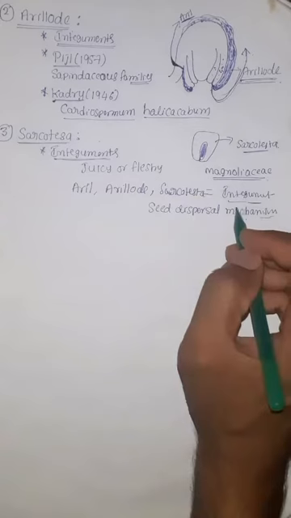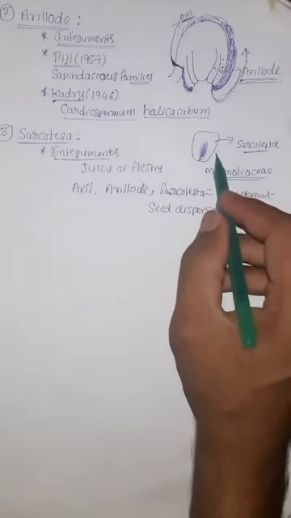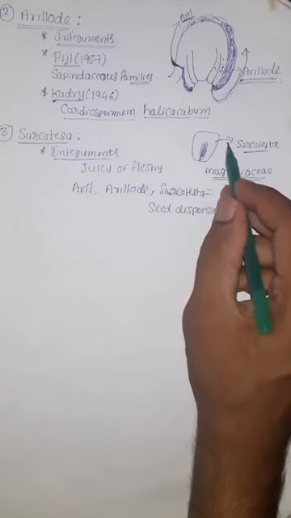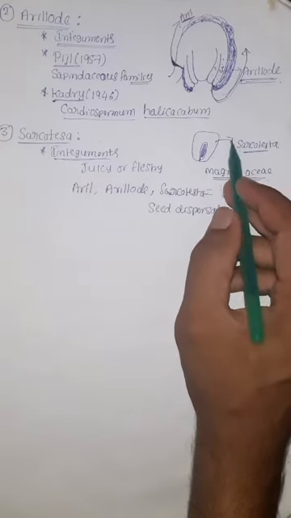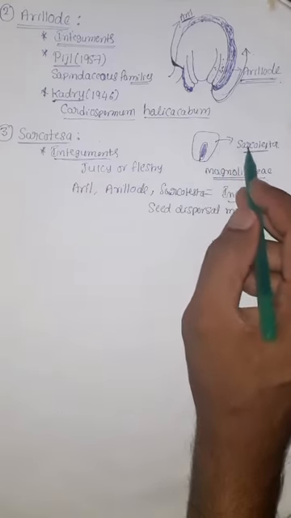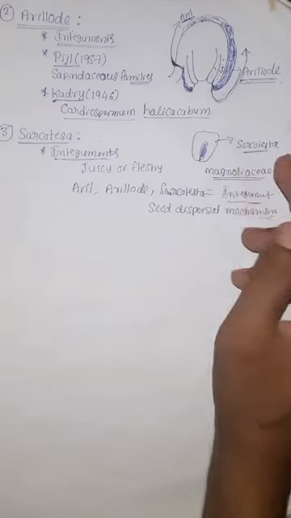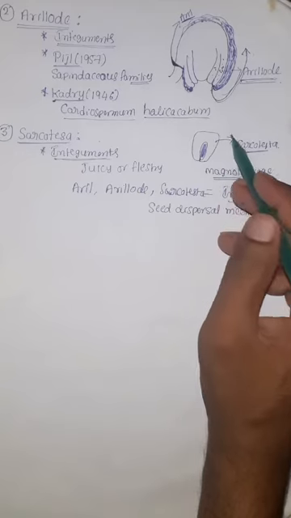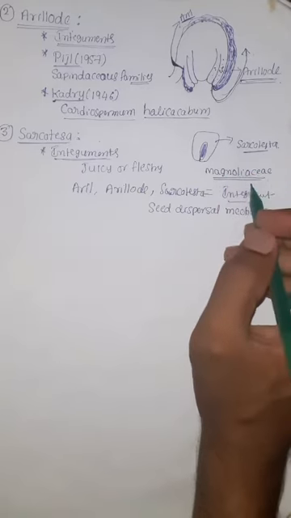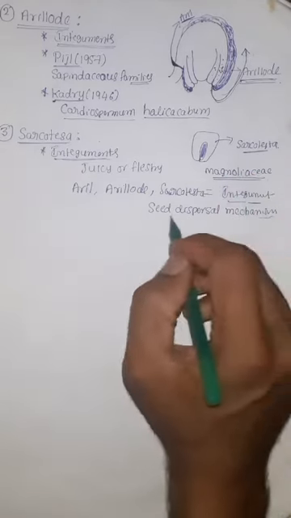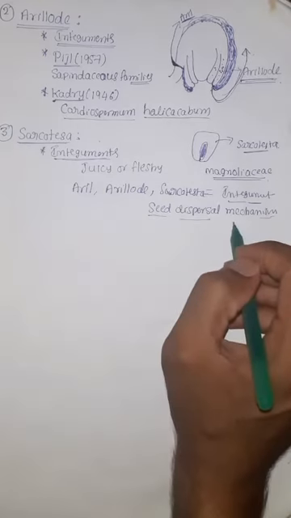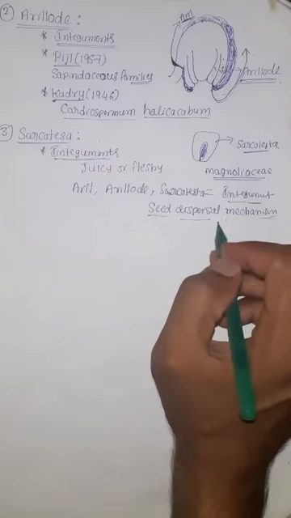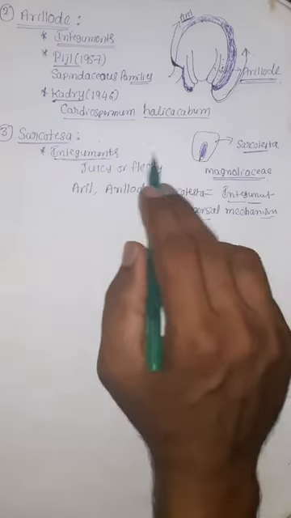Seed dispersal mechanism means whenever the birds and animals collect the seeds for their tasty aril or arilode or sarcotesta. After eating this sarcotesta or aril, the remaining part, the seed, is dispersed somewhere. That's why it is useful for seed dispersal in some plants. That is one advantage of aril, arilode or sarcotesta.